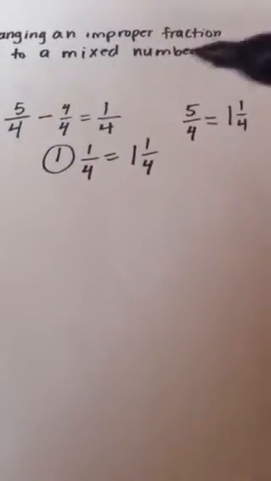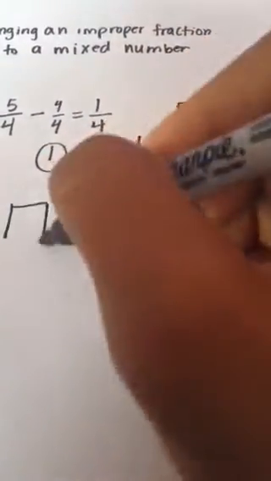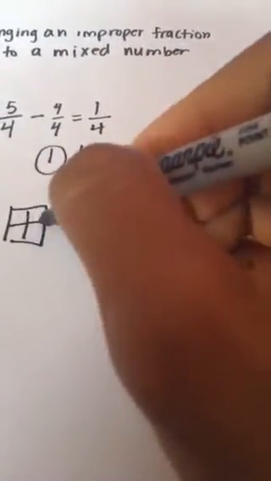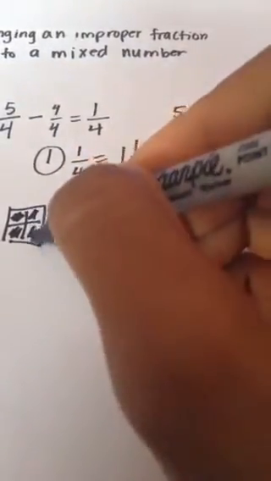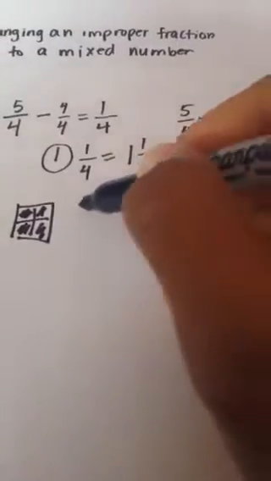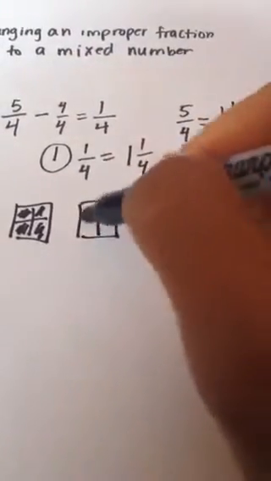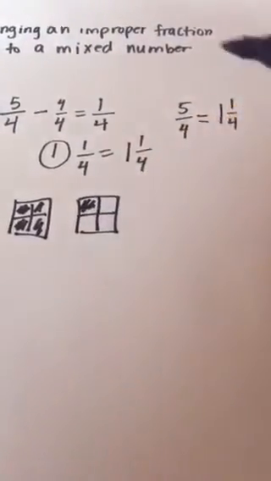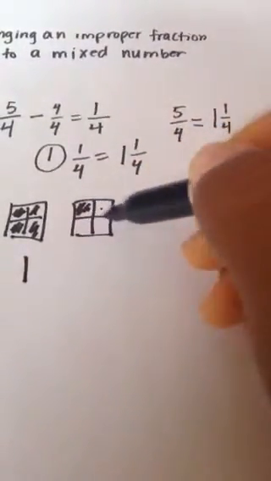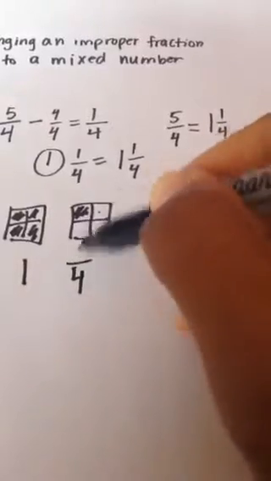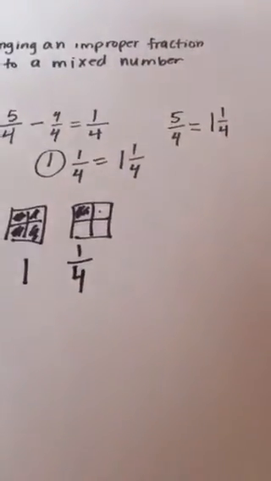Another way to do that is to do a picture. So you draw a whole, cut it into 4 parts because your denominator is 4, shade in all your parts, 1, 2, 3, 4, but then you realize you need another whole. So you draw another whole, cut that into 4s, shade that in. So then you see your whole here, and what fraction is this? Well, there's 4 total sections, and there's 1 shaded in. So that's a whole and 1/4.